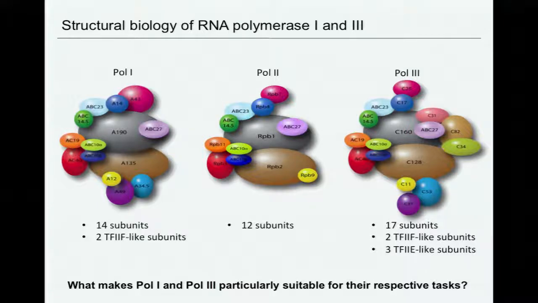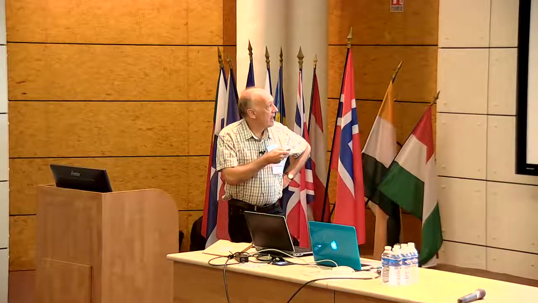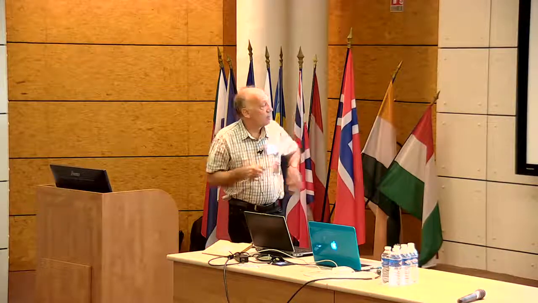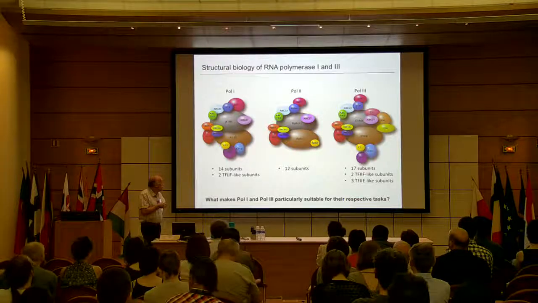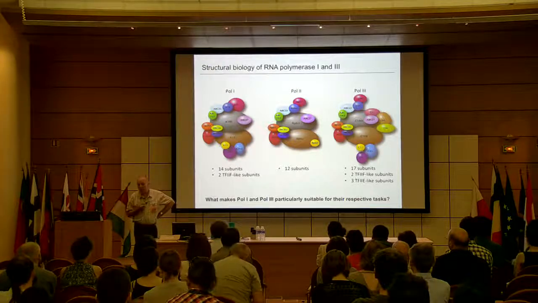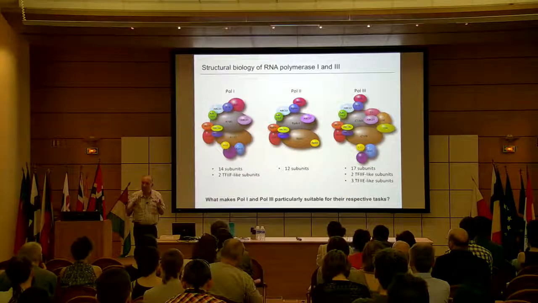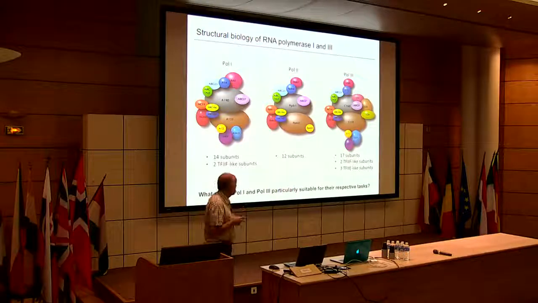So RNA polymerases are multi-subunit enzymes, and this just gives you an overview of the subunit composition. Polymerase 2 contains 12 subunits, and all of them have these large subunits which form the core together with a couple of other subunits. Pol 1 and pol 3 contain 14 and 17 subunits. They contain additional subunits because general transcription factors kind of invaded the enzyme and then became permanently attached subunits.